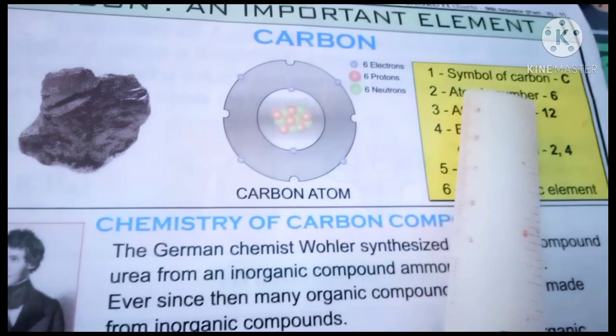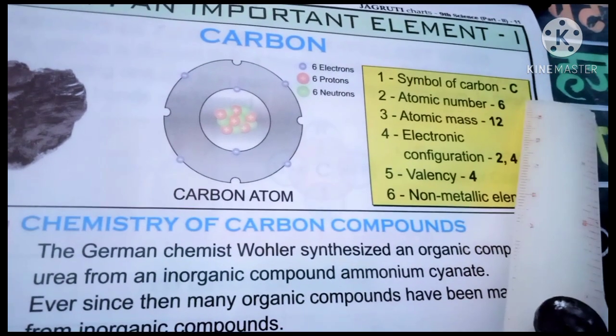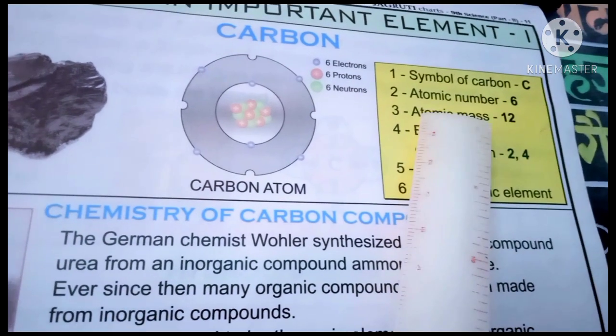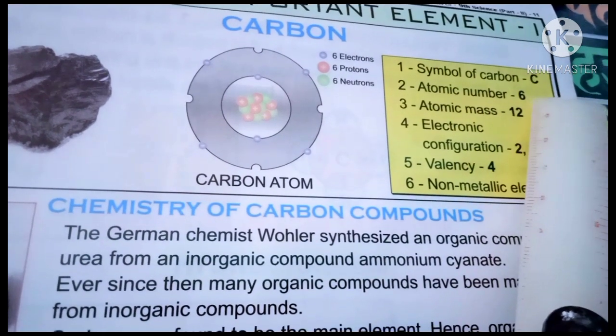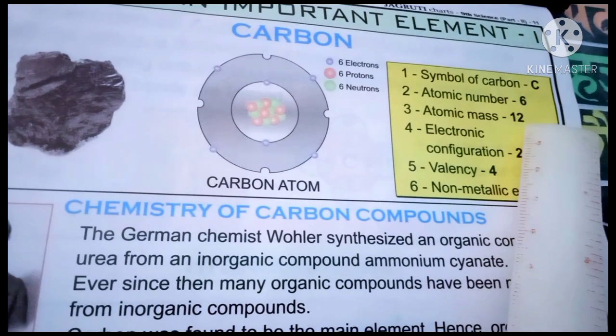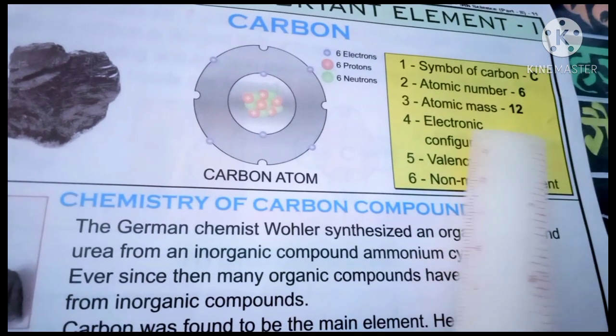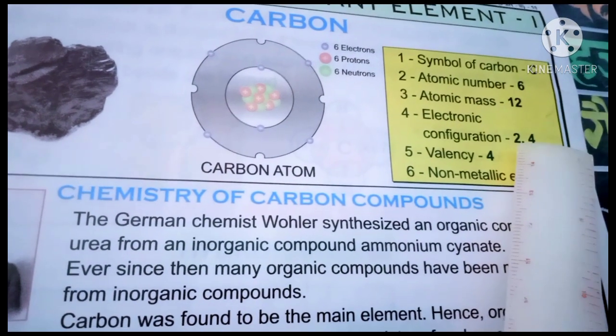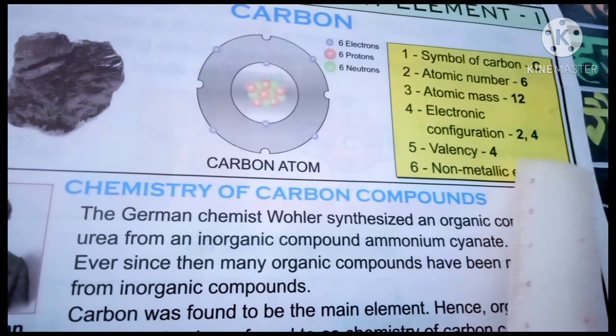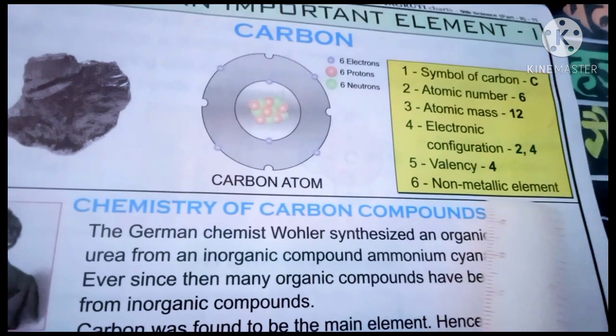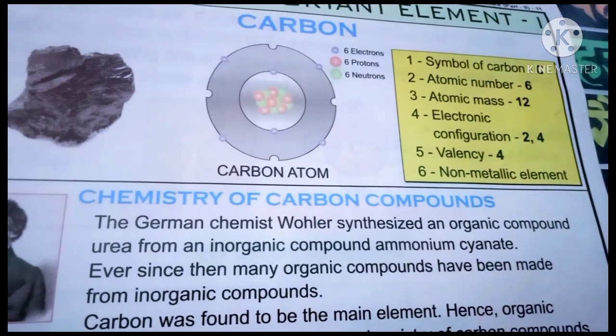Now let's see what the symbol of carbon is. The symbol of carbon is C. The atomic number of carbon is 6. The atomic mass of carbon is 12. The electronic configuration of carbon is 2,4. Valency is 4. So it is a non-metallic element.